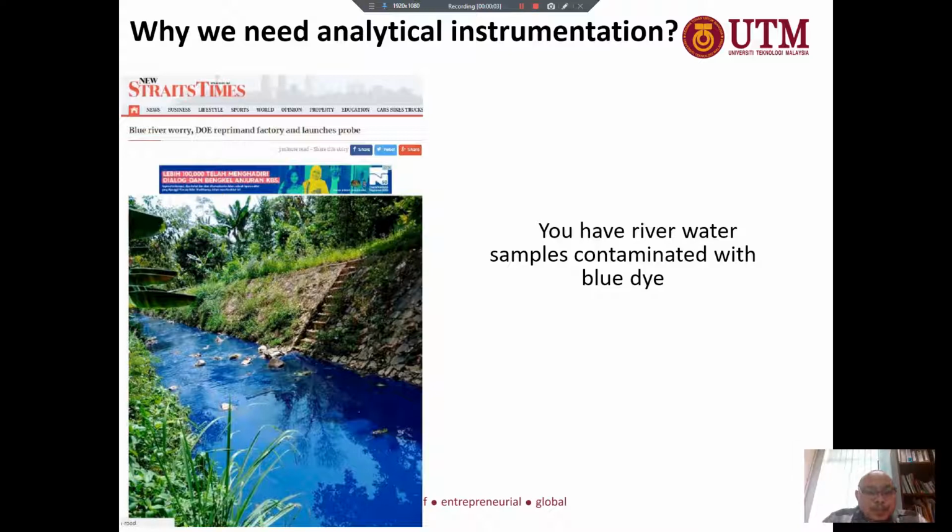Okay, the next one, for example, here in the newspaper, we can see that the river is contaminated with something blue in color. So you have a river water sample contaminated with blue dyes, maybe something else, we don't really know. So the question: why is it that the water turned blue? What is the compound? What is our analyte of interest? And the next thing we want to know, can it harm us, or how much of it is inside the river? Because when we say can it harm us, we need to know the toxicity. And then we need to know the amount of the target compound. For example, paracetamol, if we only take one tablet, it should be okay. But if we take dozens of paracetamol at one time, we can die.